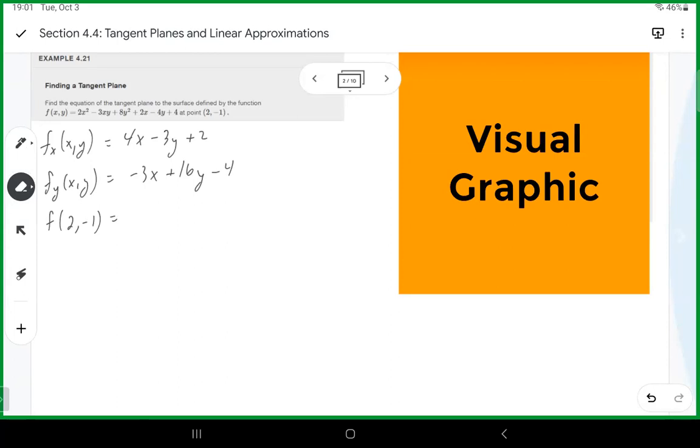Are you guys okay if I just put down the answer for this? You guys should be good, right? So that would give you 34. And then f of xy, or 2, -1 would give you 13. And from the y direction, it would be -26.